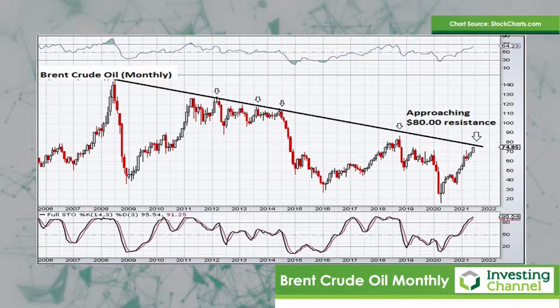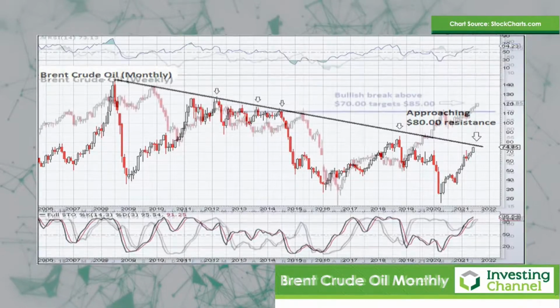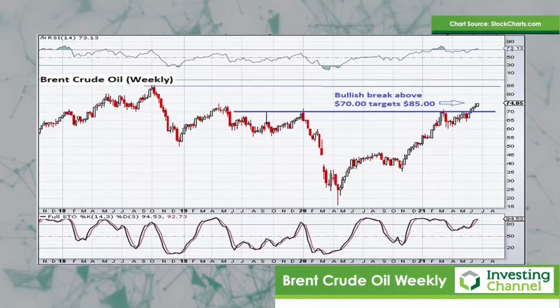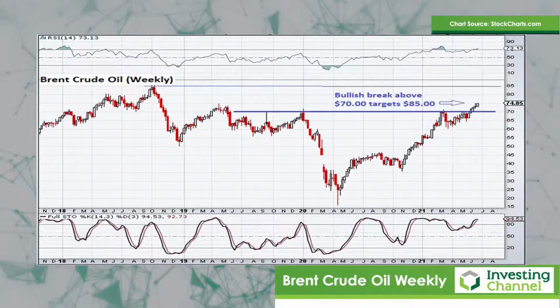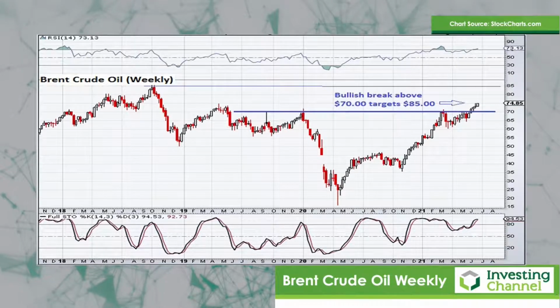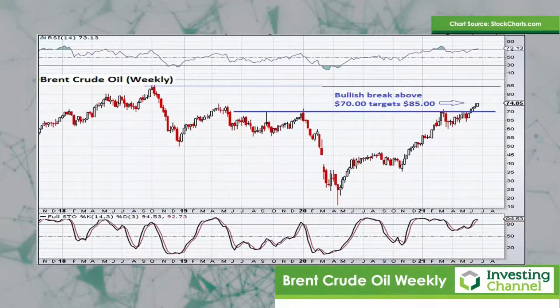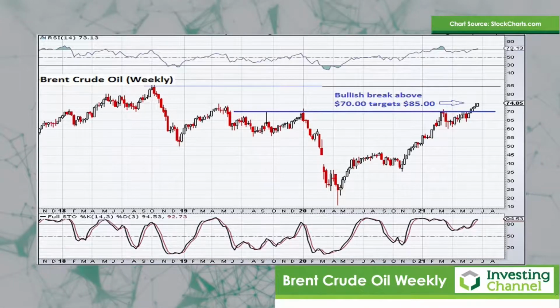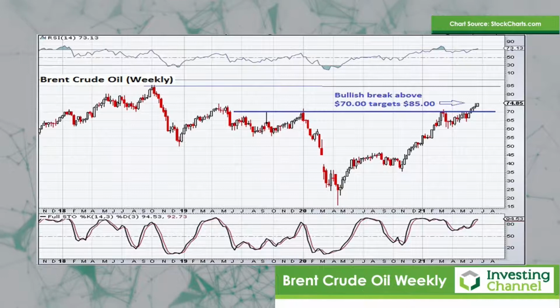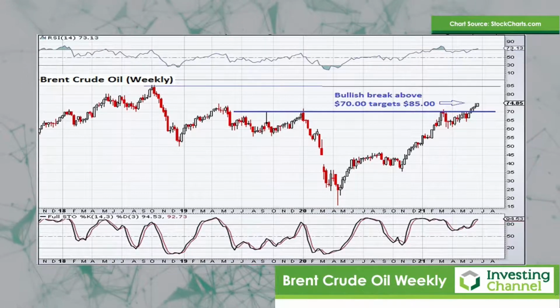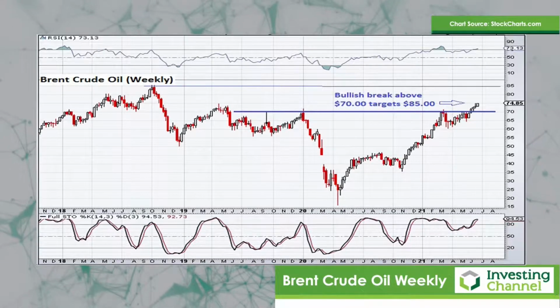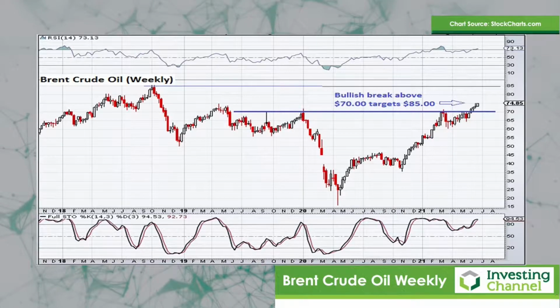And then lastly, let's just have a look at the weekly chart of Brent crude oil. So this is looking at a little bit more shorter term. When I say short term, we're only looking at 3 or 4 years here. But why I bring up this chart is the fact that the break above $70 per barrel here is very significant. It takes the oil price up to a 3-year high, and the break above 70 opens potential for a move up to about $85 per barrel.